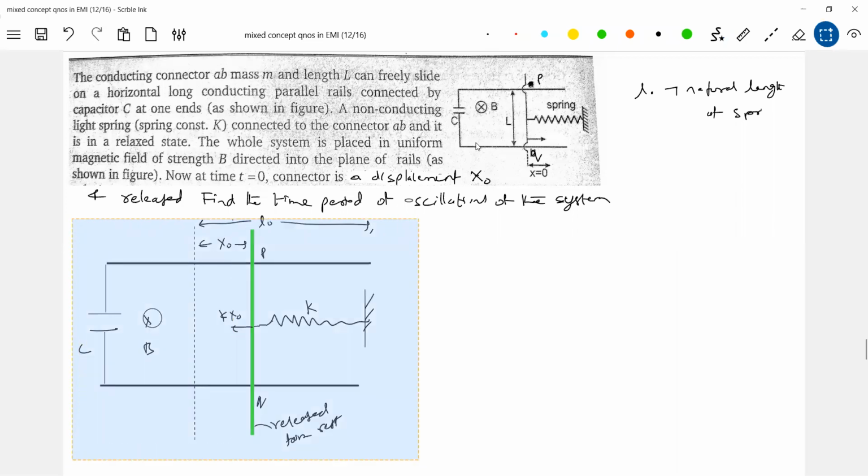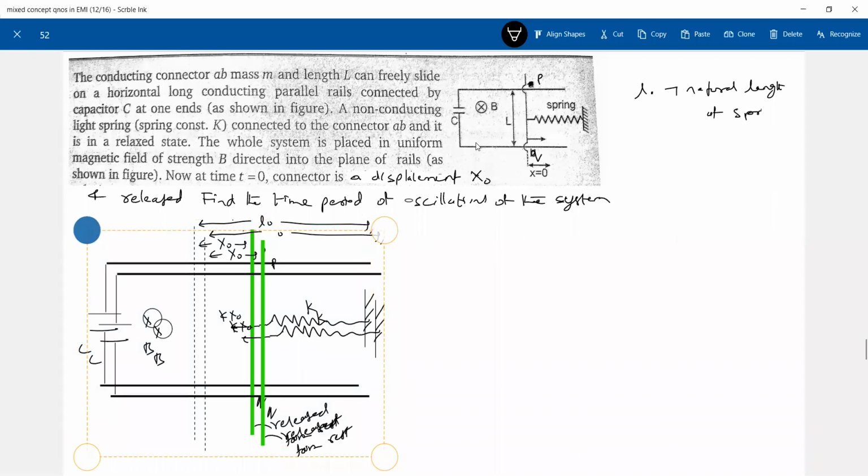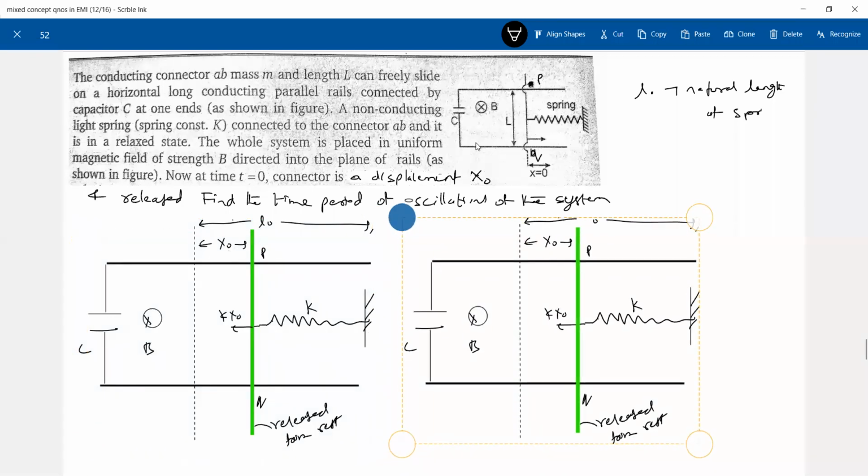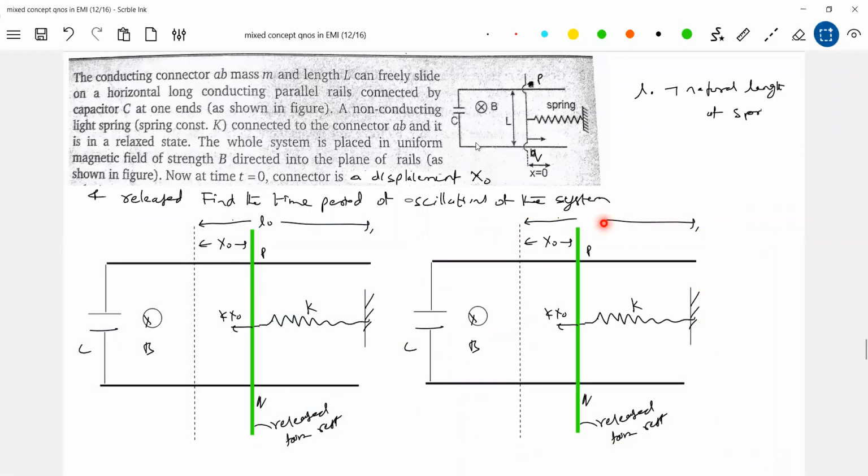In exams, I don't think you can draw so many diagrams. So let this be at a distance x. It has approached near to the equilibrium. Let this be x. This was the initial position where I released it, so now it got accelerated.